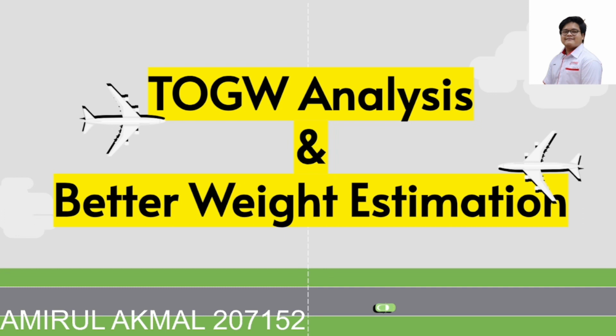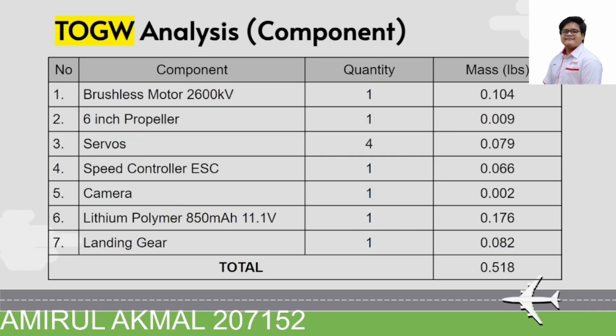I will be presenting about takeoff gross weight analysis and better weight estimation for our project. So in our small fixed wing aircraft, the components will be motor, propeller, servos, speed control ESC, camera, battery, and also the landing gear, where the total mass for the components only is about 0.518 pounds.